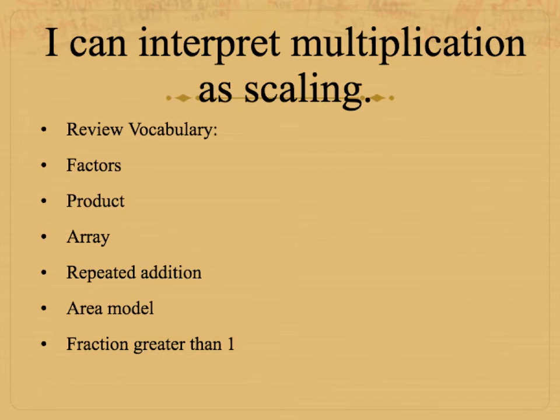Factors and products. Factors are the numbers that you're multiplying together to get the product, which is the answer of a multiplication problem. Arrays and area models are both different types of models that we can use when multiplying. Repeated addition is a strategy that we use when multiplying sometimes. It's when you add a number that many times instead of actually multiplying it.